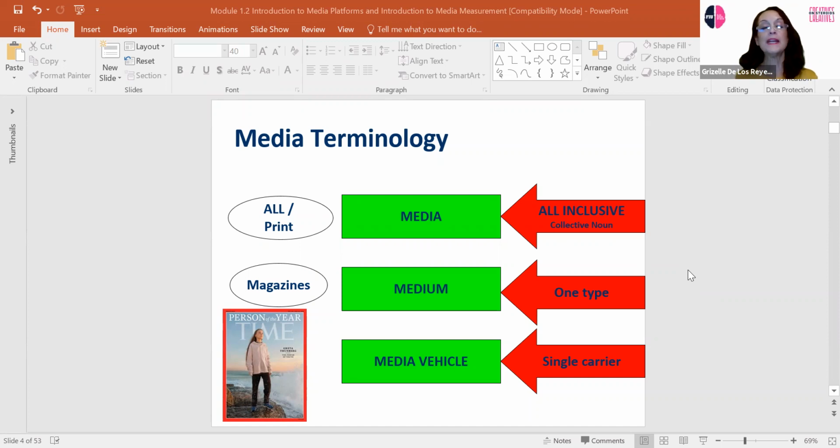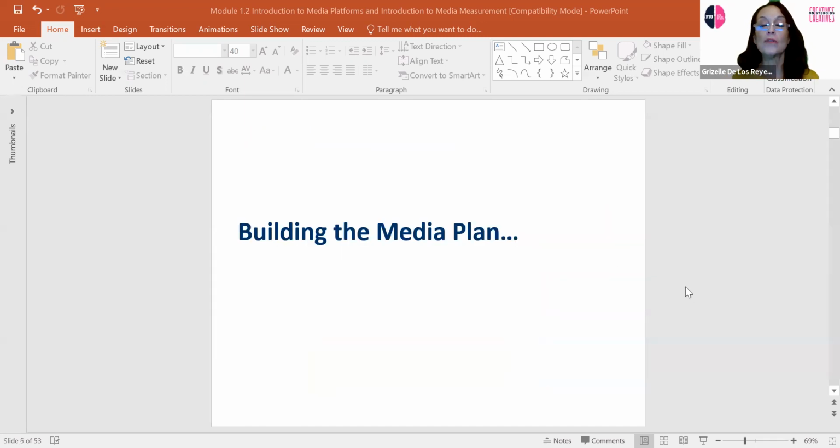Let's talk about what is media, medium, and what is a media vehicle. Media is the all-inclusive collective noun. Medium is one type and media vehicle is a single carrier. For example, media in this case that you see here is print. The medium are magazines. Magazines are part of print, just like newspapers. And media vehicle is a specific title in this case. It could be a show, the name of a program if it's video. So the media vehicle in this case is Time Magazine, so that you get an idea of how this builds.